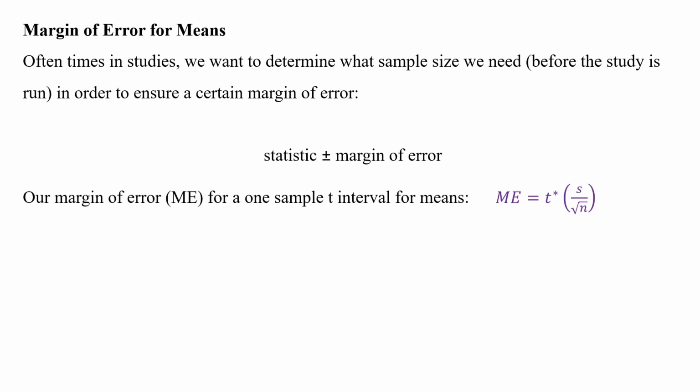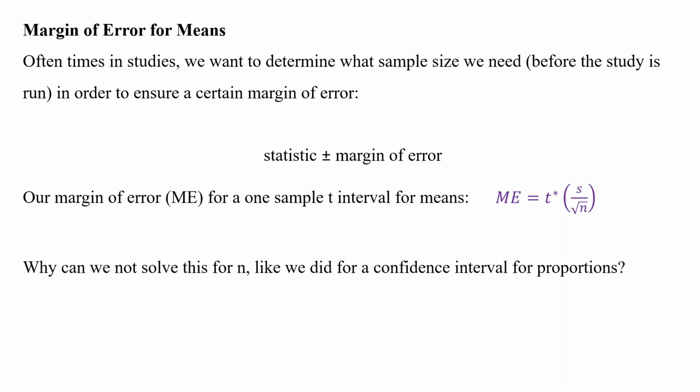Our margin of error that we use for a one sample t interval for means is this right here, where it's t star times our standard error, s over square root of n. Now, in our unit 4 proportions, we would just be able to plug the values in we want for our margin of error, our t star, and our s, and solve for n. But we can't do that as easily with means.